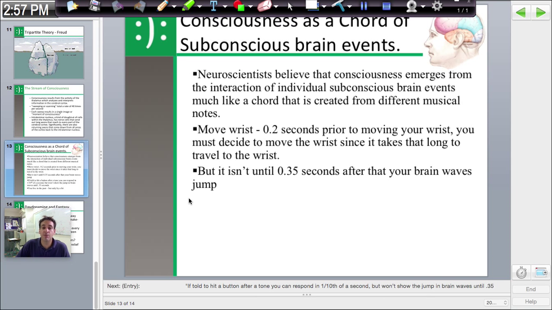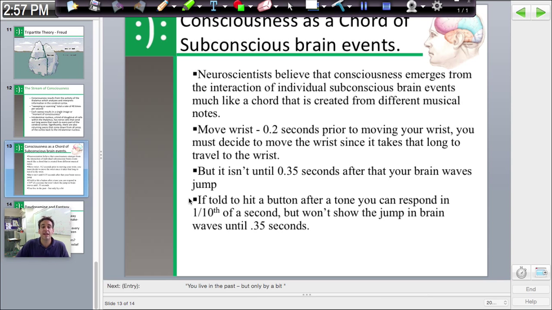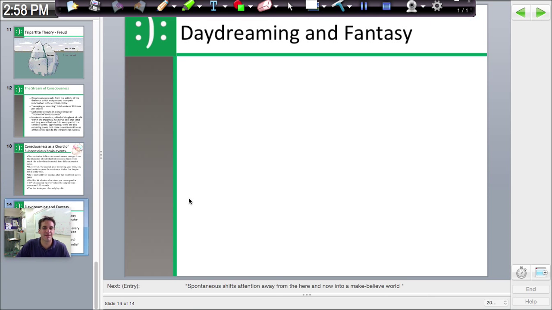But it isn't until 0.35 seconds after that your brain waves jump. If told to hit a button after a tone, you can respond in 1/10 of a second, but won't show the jump in the brainwaves until 0.35 seconds. So you actually can react faster than the brainwaves will show. Kind of cool. Last slide. All right, you live in the past a little bit, just a tiny bit.